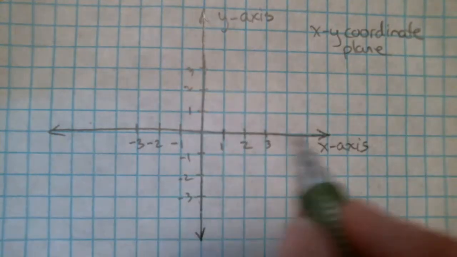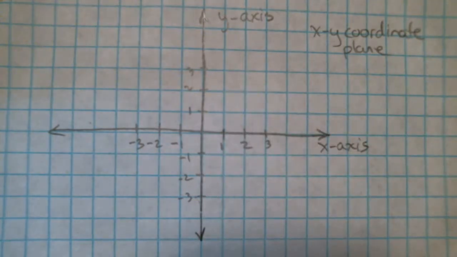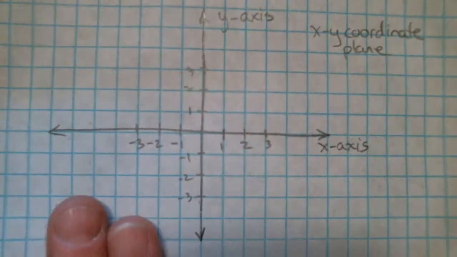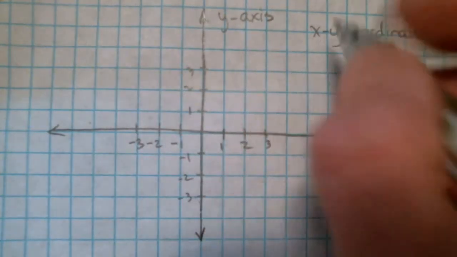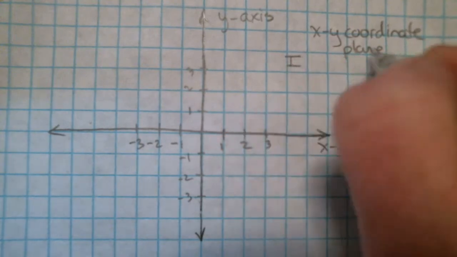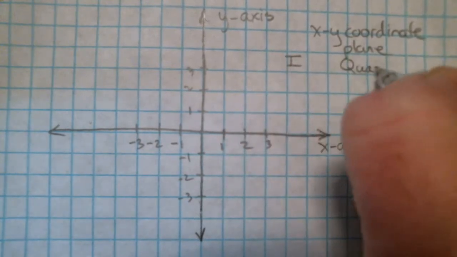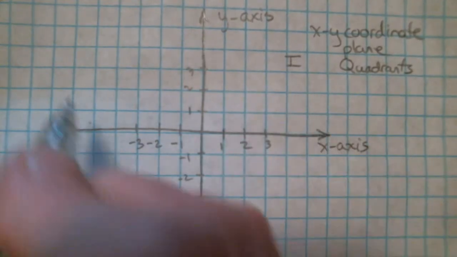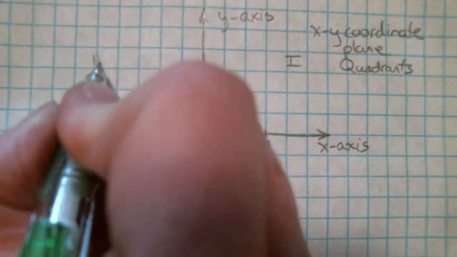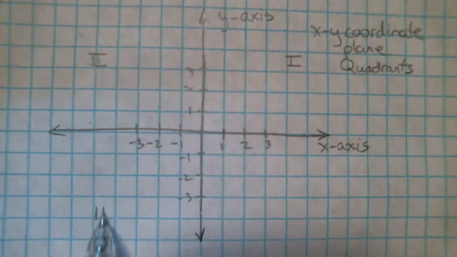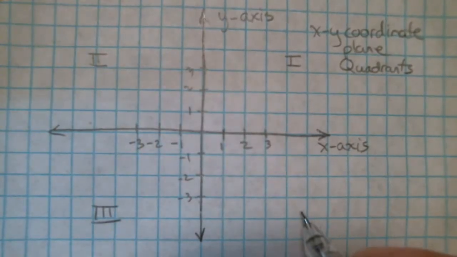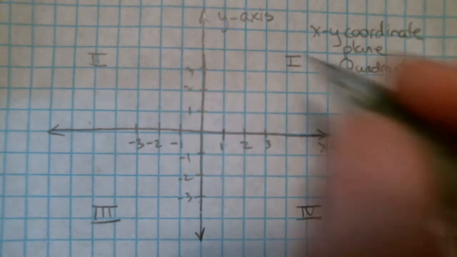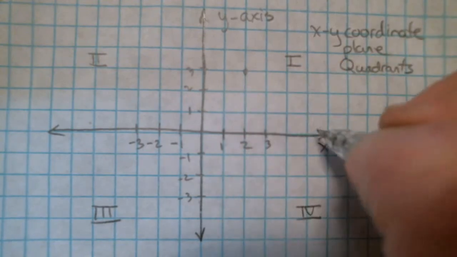Now, these XY coordinate axes divide the XY coordinate plane into 4 sections. This section right here is quadrant 1. The sections are called quadrants. And we use Roman numerals to identify quadrants. This is quadrant 1. And if you go counterclockwise, then you have quadrant 2, quadrant 3, and then finally quadrant 4.